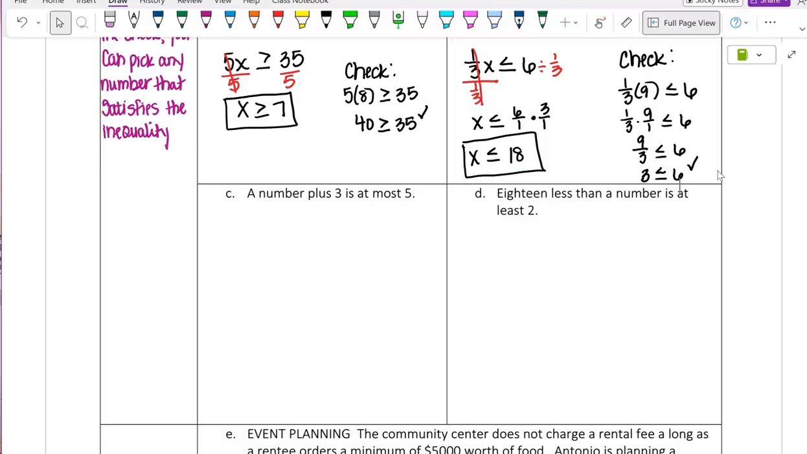Part C, a number plus 3 is at most 5. So again, our inequality symbol is going to be using that phrase at most, where we're going to let x equal a number. So x plus 3 is at most. Which inequality symbol goes with at most? Less than or equal to. So x plus 3 is less than or equal to 5.